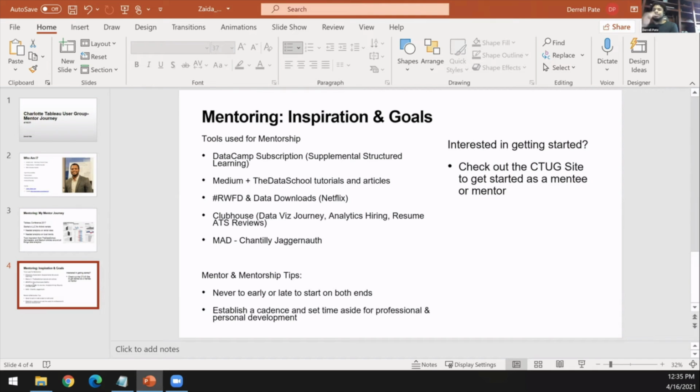And one thing that Rashid is going to probably talk about a little bit later is on the CTUG site, if you're interested in getting started on both sides of it, as a mentee or a mentor, check out the CTUG site and let's network with our community here in Charlotte. And I think this would be a great pandemic project for us, just to connect people who work in industry. And maybe there's some people who are looking to get into Tableau who could benefit from your knowledge.